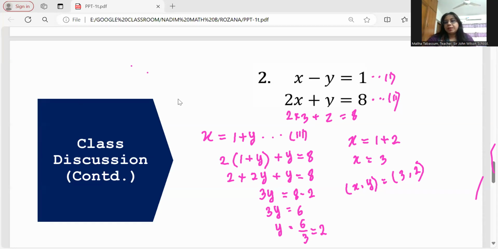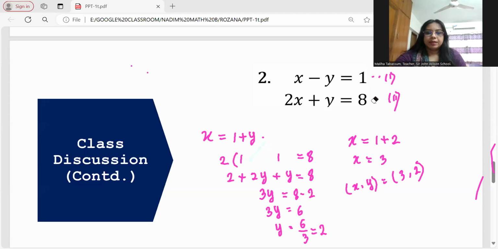So this is also a pretty straightforward and simple method. This is the substitution method because we have substituted the value for x. I hope all of you have understood.